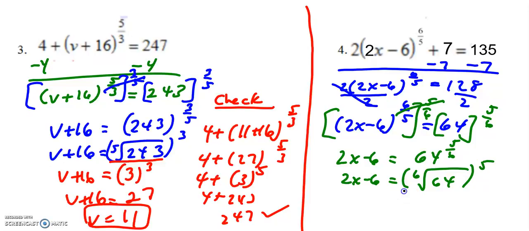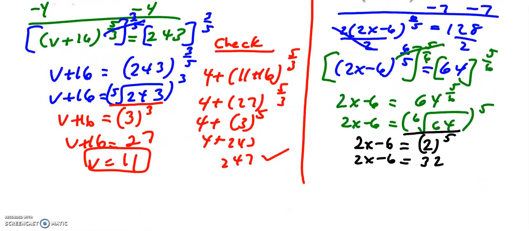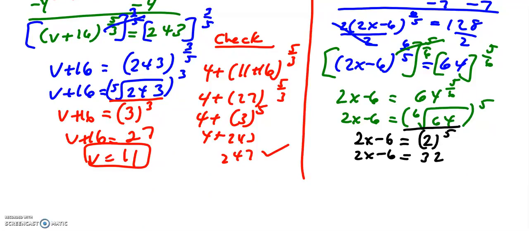Now, what number times itself 6 times gives you 64? Why, that's 2. So this side becomes 2 to the 5th equals 2x minus 6. 2 to the 5th, or 2 times itself 5 times, is really 32 equals 2x minus 6. Now, there is one thing that I purposely forgot to make a point of. I don't know if anyone caught it, but right at this stage, when I took the sixth root of 64, because it is an even root, this should have been plus or minus 2, which means this would be plus or minus 32.